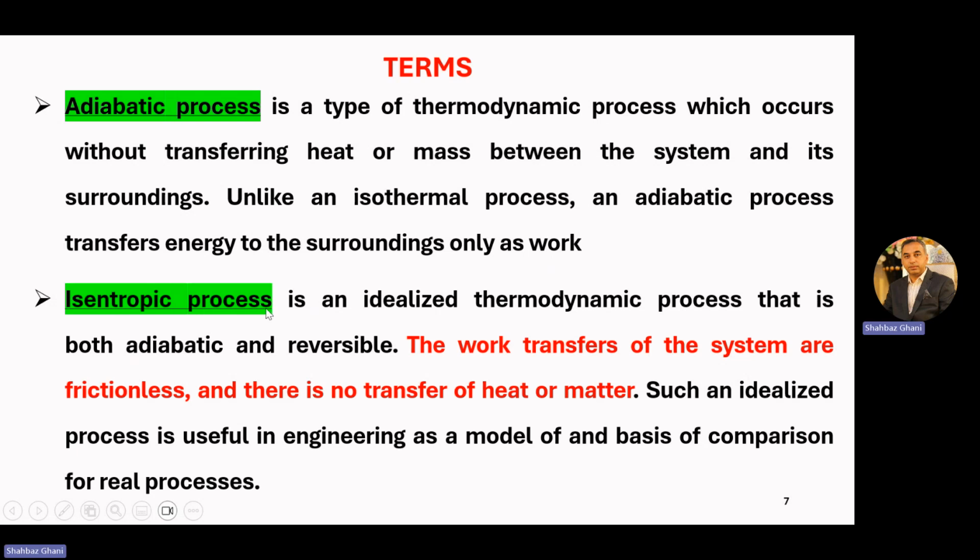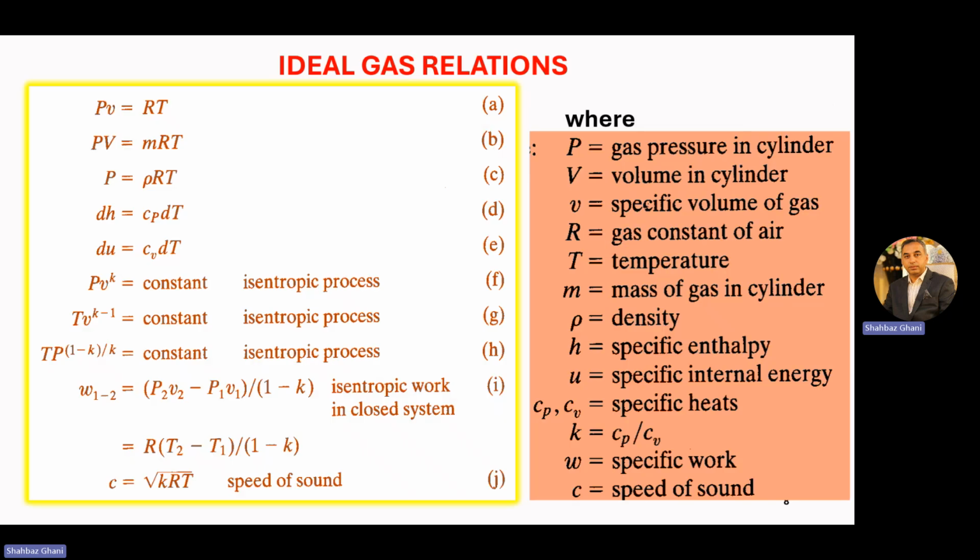Isentropic process is an idealized thermodynamic process that is both adiabatic and reversible. The work transfers of the system are frictionless and there is no transfer of heat or matter. Such an idealized process is useful in engineering as a model and basis of comparison of real processes. So let's proceed further.